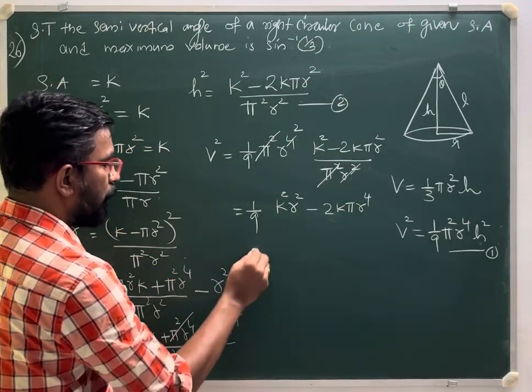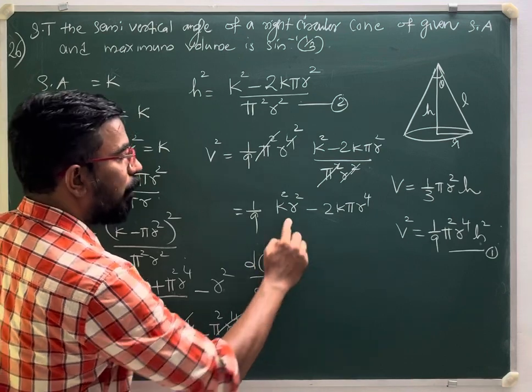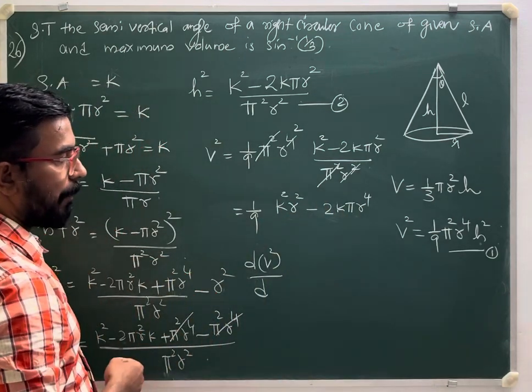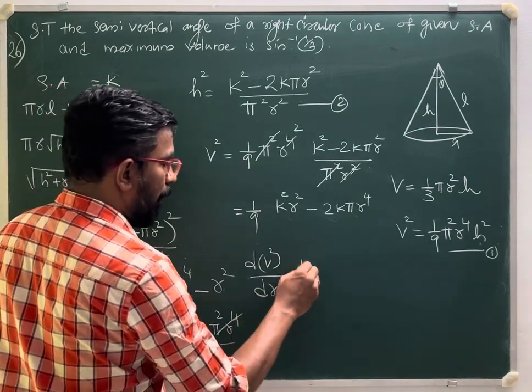Now we will differentiate. So d of v square by d r, with the only variable present being r. k is a constant, pi is constant. So with respect to r, this is equal to 1 by 9.